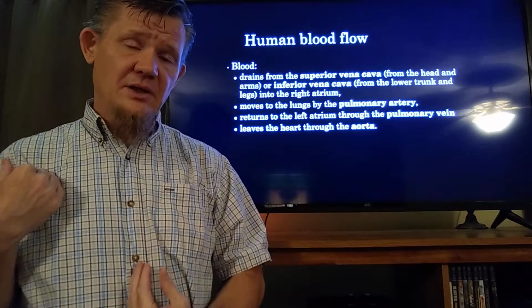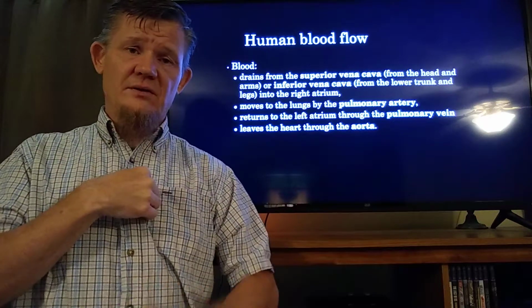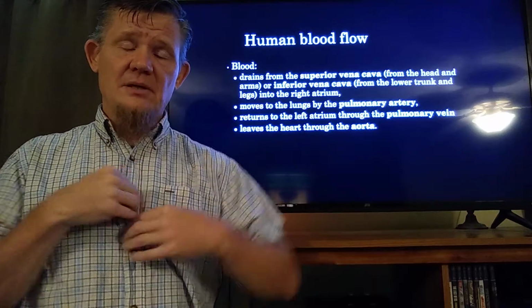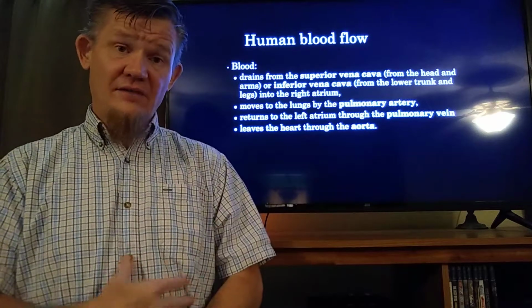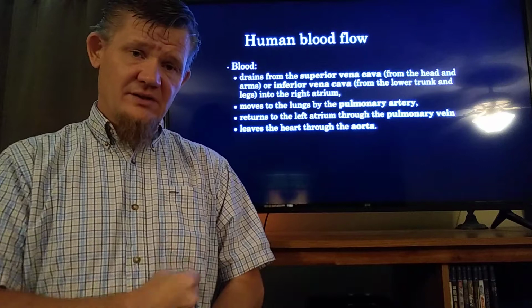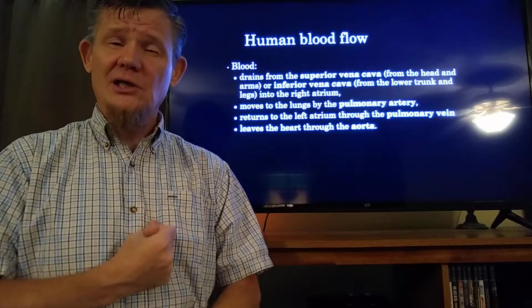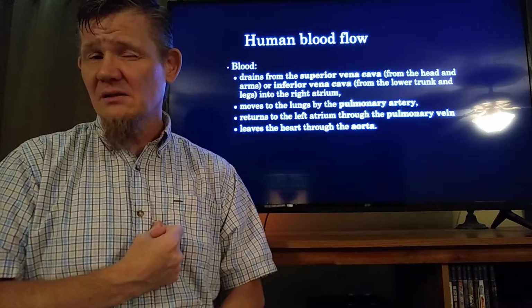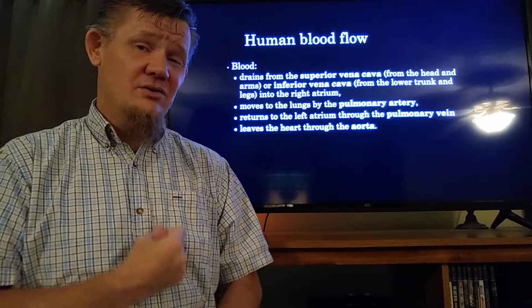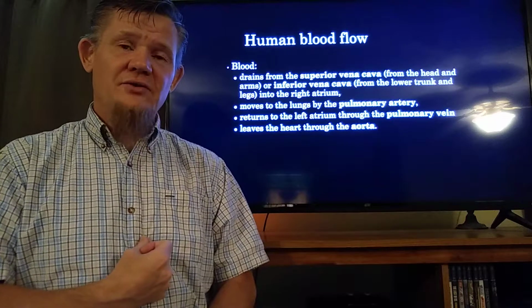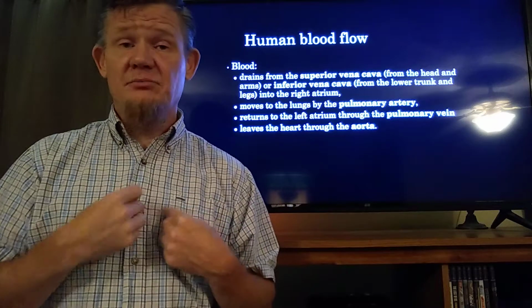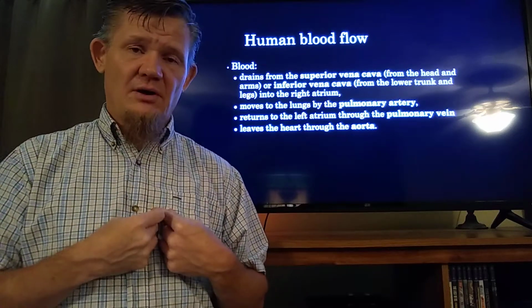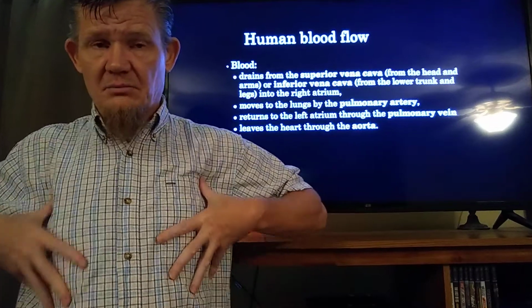This deoxygenated blood coming from the superior vena cava and the inferior vena cava comes into the right atrium. The right atrium sends it down to the right ventricle. When the ventricles contract, the right ventricle sends blood out what's called the pulmonary trunk. Pulmonary means lungs, so the artery that goes to the lungs. The pulmonary trunk splits really quick into the left and right pulmonary arteries. Pulmonary arteries are the arteries that take blood to the lungs.